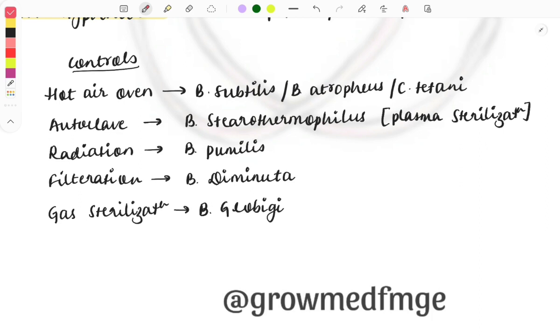So for hot air oven, the controls used are Bacillus subtilis, Bacillus atrophaeus and Clostridium tetani. Then for autoclave it is Bacillus stearothermophilus, and this one is also used for plasma sterilization. An important thing to remember is that for plasma sterilization we will be using H2O2. So this was also a PYQ.